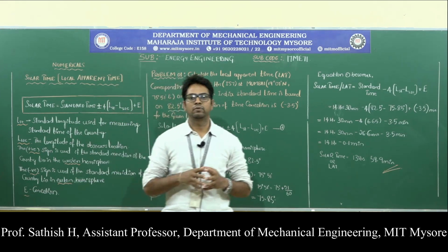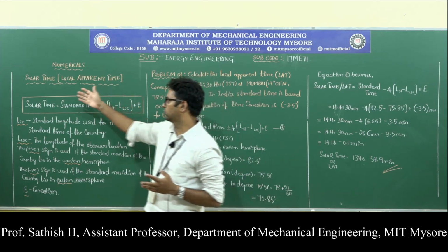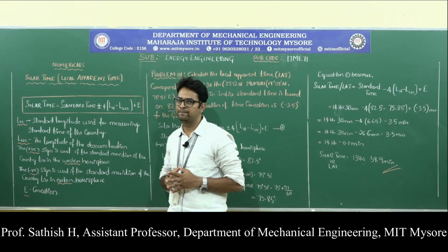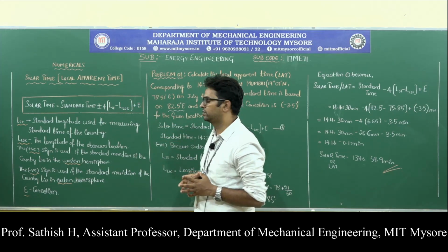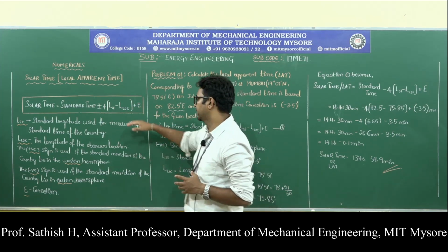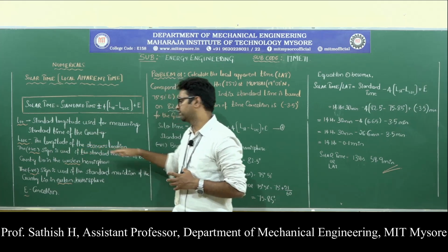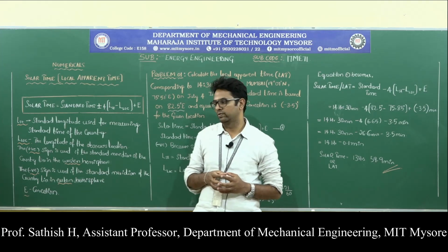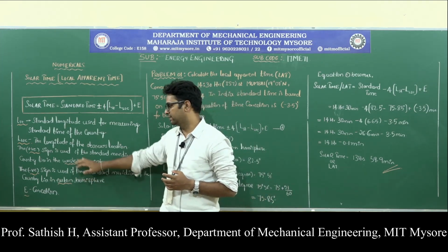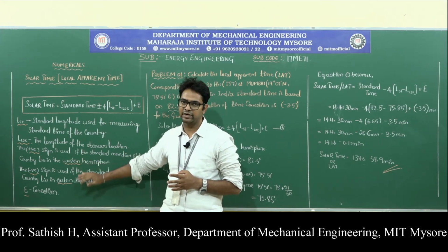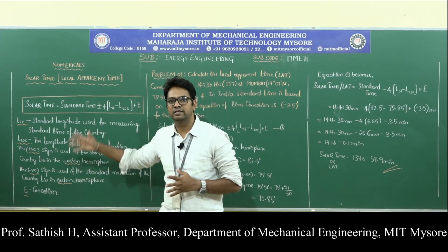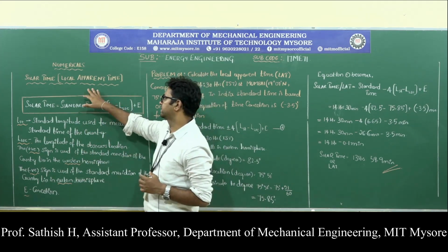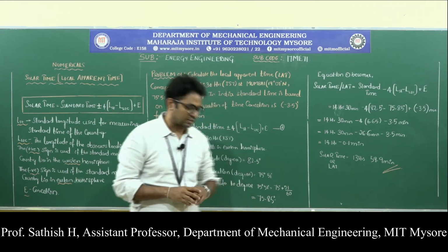The problem will be something like: calculate the solar time, and all these parameters are given. For example, the standard time is given, and the standard longitude might also be given. Then L, the longitude of the observer's location, where the observer is, will also be given, along with the correction factor and the country name. Based on that you can select the positive or negative sign. So this is a simple formula that you can use in order to find the solar time, or the local apparent time.